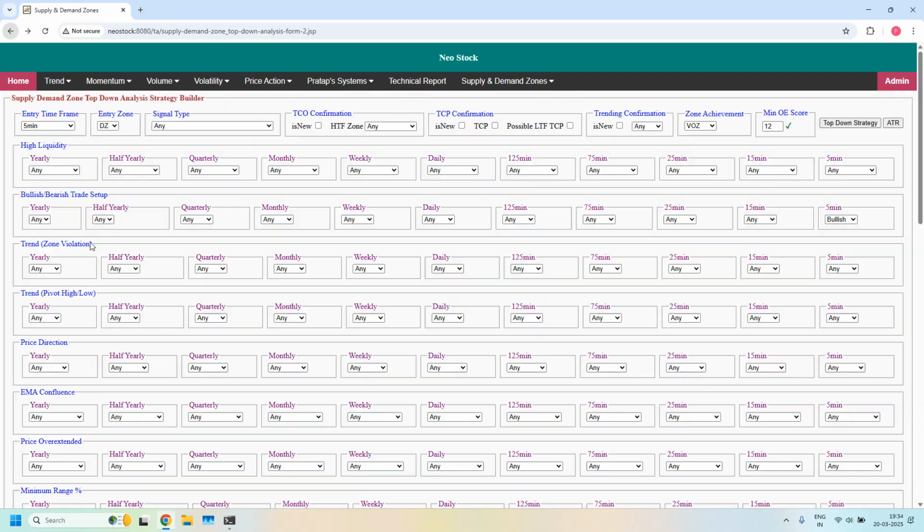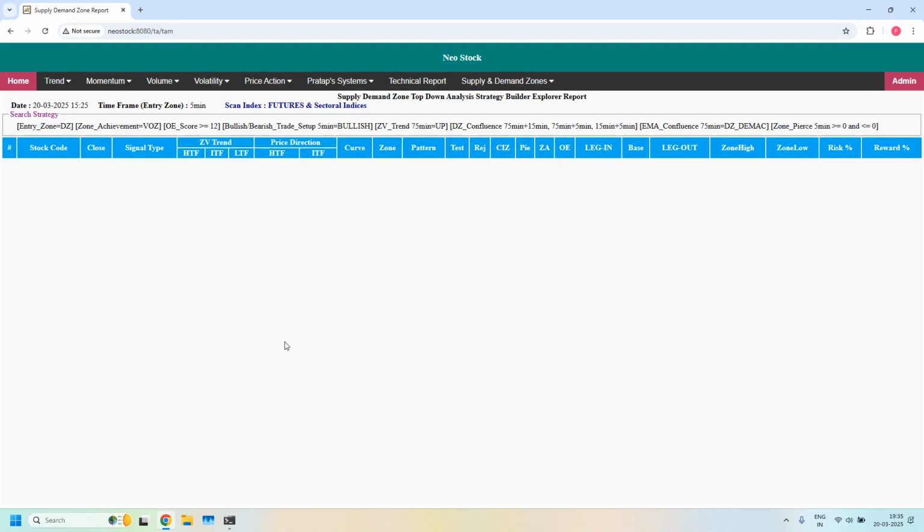Let's verify. In the EMA confluence at 75 minutes time frame, I am checking 75 minutes demand zone having daily EMA confluence. And also trend on the 75 minutes time frame should not be sideways. It should be uptrend because bullish trade setup, 75 minutes trend. So with this filter, we did not get any stocks. Okay, this is a bullish trade setup for hourly income trade.